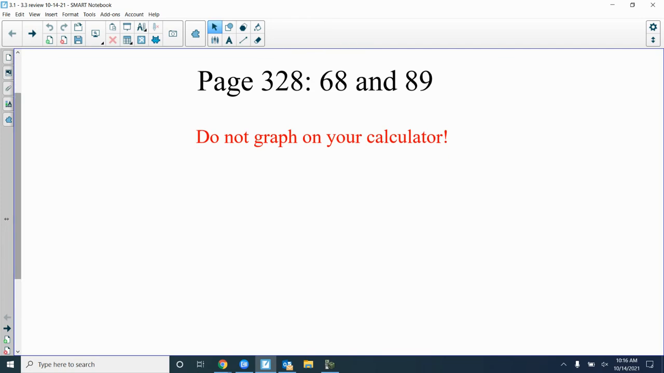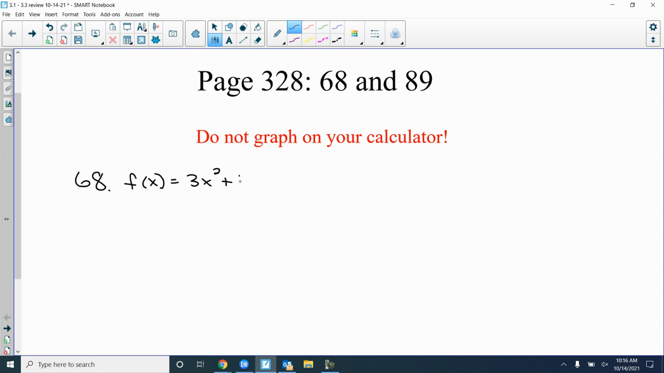All right, number 68 here. Mackenzie, what's the equation? F of x equals 3x squared plus 12x minus 5. All right, you got two questions. A: does it open up or down, or does it have a minimum or maximum? Or what is the minimum or maximum? And then B is range, correct?